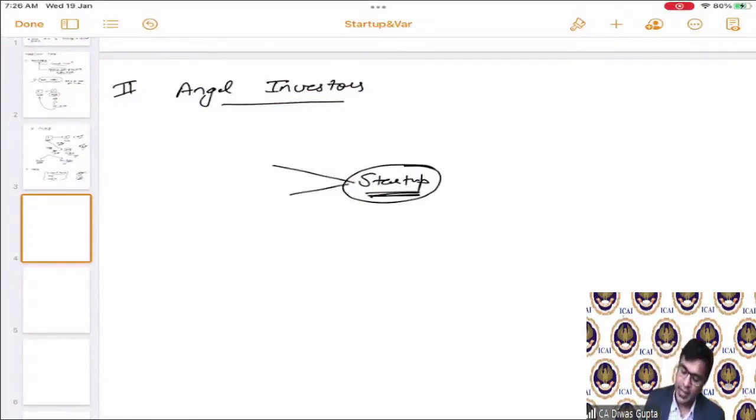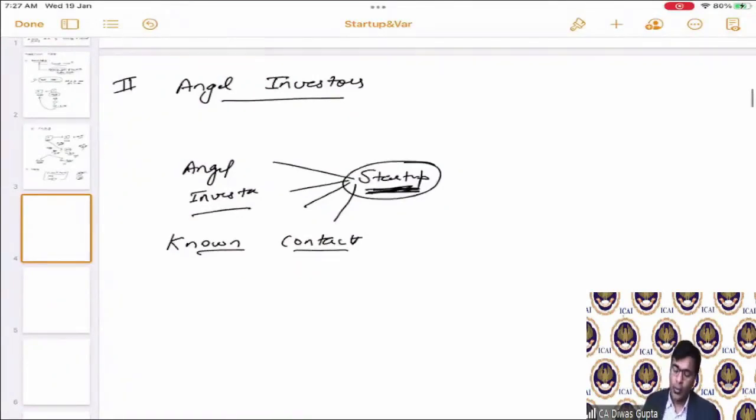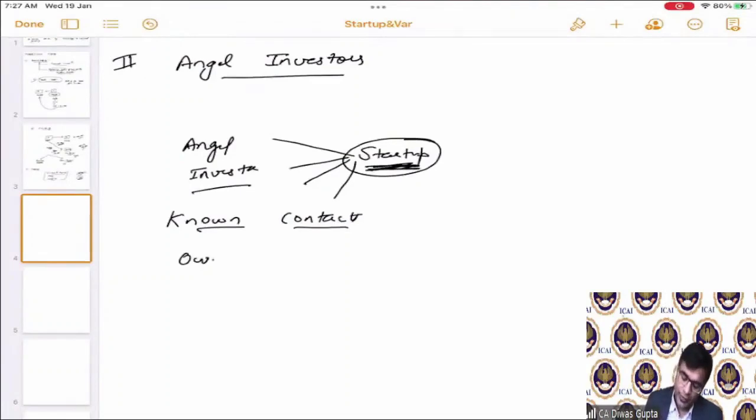So let's say it has contacts with relatives or with some high net worth individuals as well, who are HNIs, correct? So those people, or let's say those relatives who have a lot of savings of their own, and are willing to give money for the startup to start their activities for the initial starting phase, those people are called angel investors. So basically these are the people from known contacts for the startup entity, and they give their own money, their own savings, to the startup.